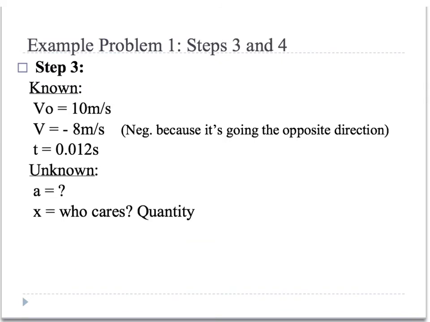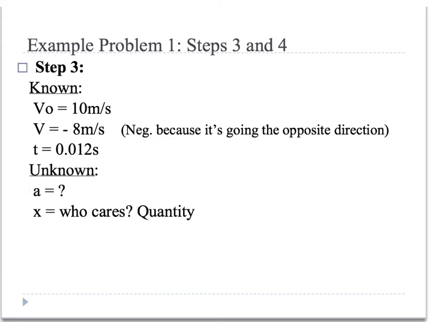So in step 3, you have to list your knowns and unknowns. Again, never ever skip this step. It's really important. So you know your initial velocity is 10 meters per second. When you see the units, that tells you that it's a velocity. You know your final velocity is negative 8 meters per second. Very important that it has to be negative because it's going in the opposite direction. The time was given. The question is, what's the acceleration? So that's what we're looking for.